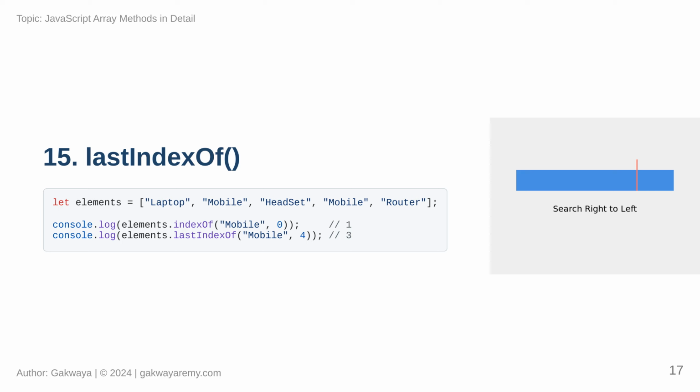lastIndexOf works like indexOf, but searches from right to left. It finds the last occurrence of an element in an array. The method takes an optional starting position for the search. This is particularly useful when you need to find the most recent instance of an element in your array.